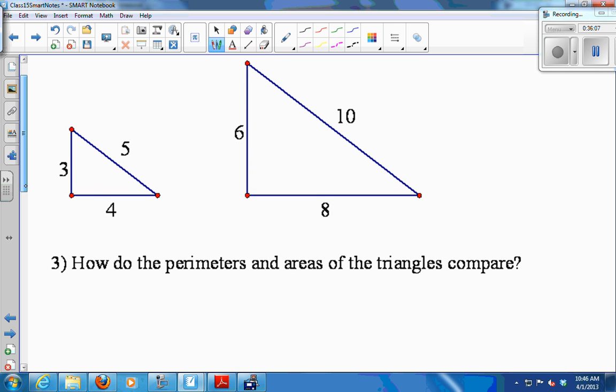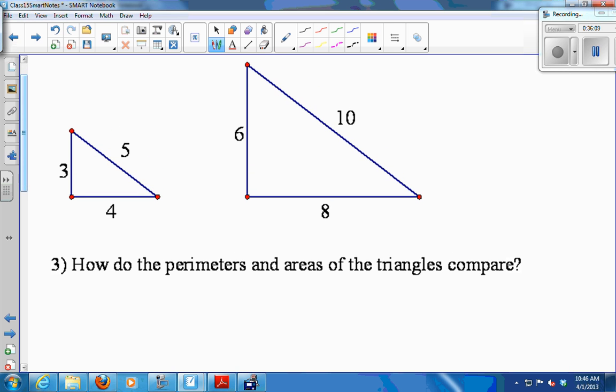All right, so let's compare the perimeters of my two similar triangles. I know these two guys are similar. The symbol for similar is just one squiggly line, so you can put it in if you want. These two triangles are similar because they have a scale factor.